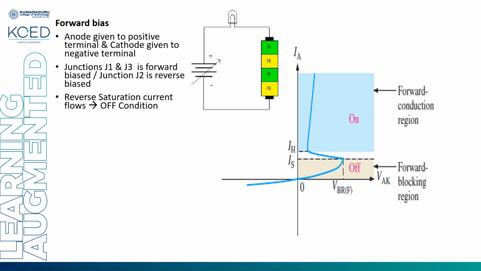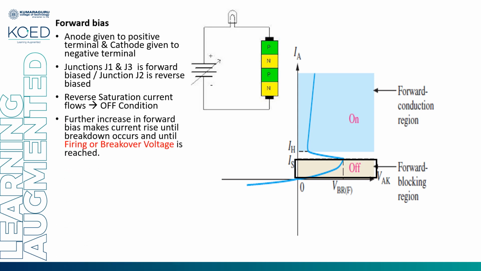Since J2 is reverse biased, the main current that flows will be the reverse saturation current. Since only reverse saturation current flows, we can say that this PNPN diode is in the off condition. The highlighted part in the graph shows the off condition.